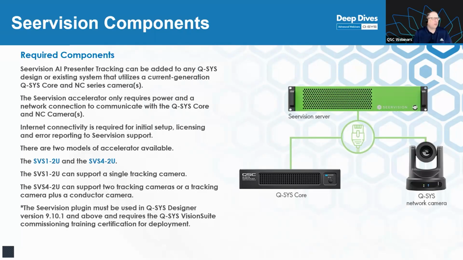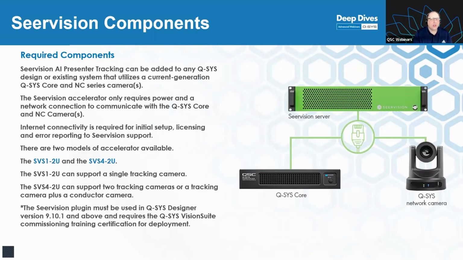We've currently got two flavors of the SeerVision server, the SVS1-2U and the not confusing at all name of the SVS4-2U. Each camera that needs to be used as a tracking camera has to have its own instance within a server. So it has to have its own AI pathway within that server, its own AI process. So the SVS1-2U has one of those AI processes. The SVS4-2U has two of those AI processes.